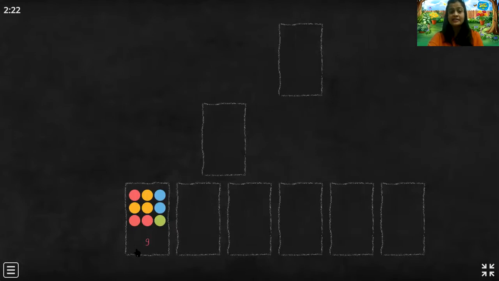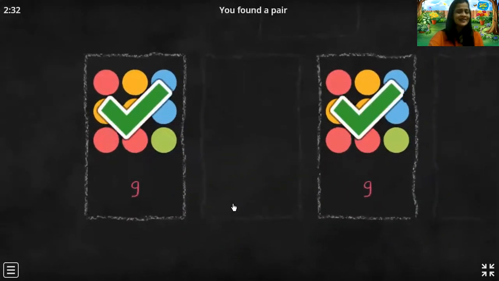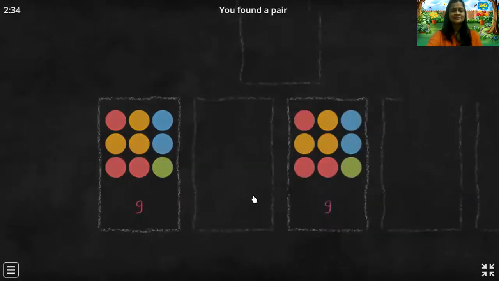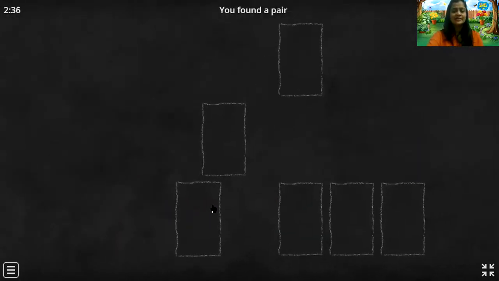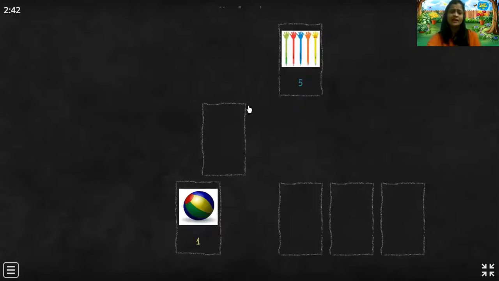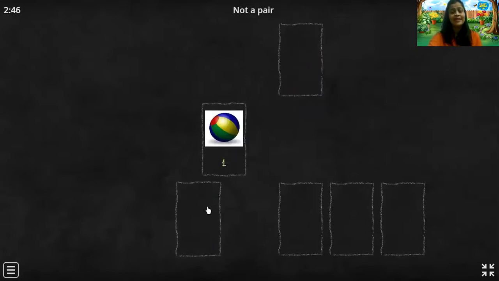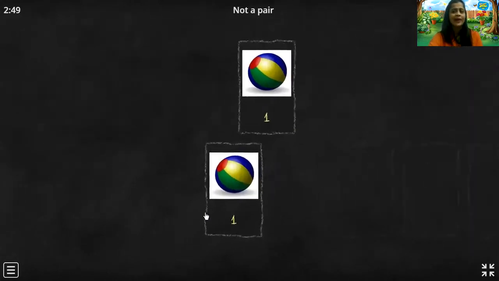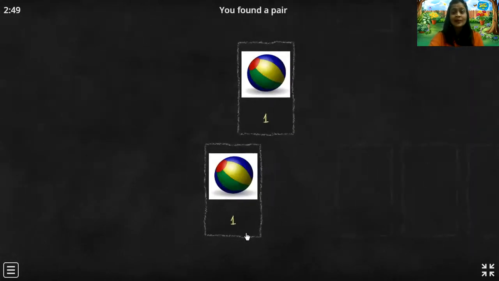There are 9 circles. Let's find out. We got it correct. Let's see what's this. Okay, one ball. This was one ball or this one's one? I guess this. So let's hit this. Again, wrong. So this was one ball. Yes. It's okay. No worries. But we are doing good.